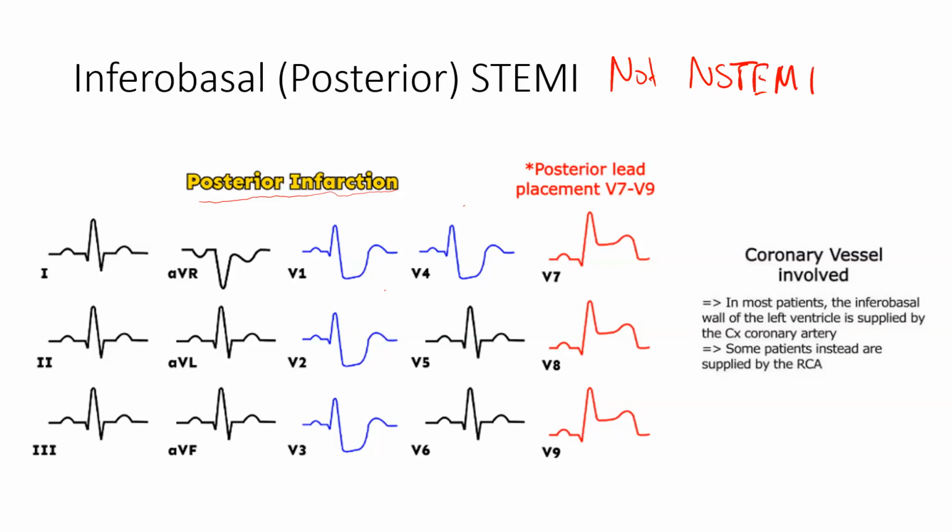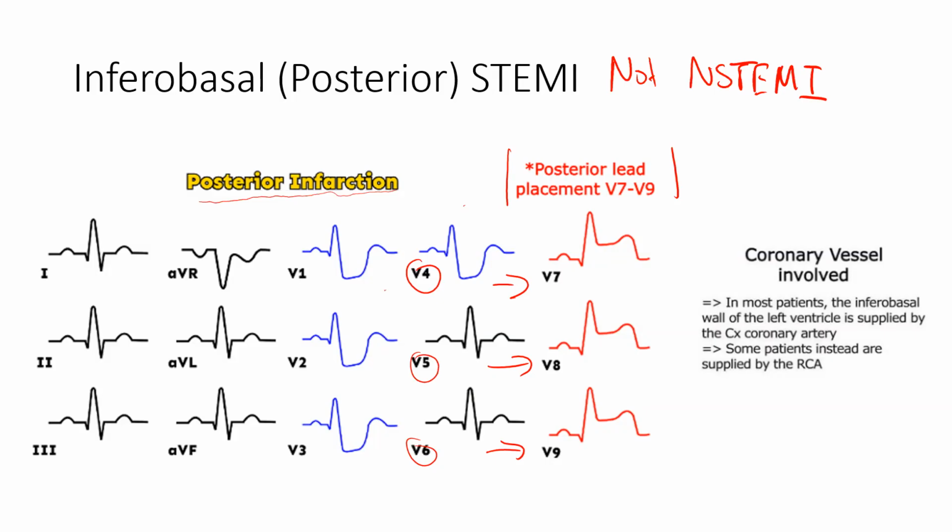And this is why a lot of people get confused, is that if we're seeing depression in V1 to V4, we should be very suspicious of a posterior infarction, because this area looks at the opposite side of the posterior wall. So we really should be doing a posterior lead placement when we're seeing any form of depression in these leads. So V7 to V9, we essentially move this one, and this one, and we put them in the posterior lead placement.